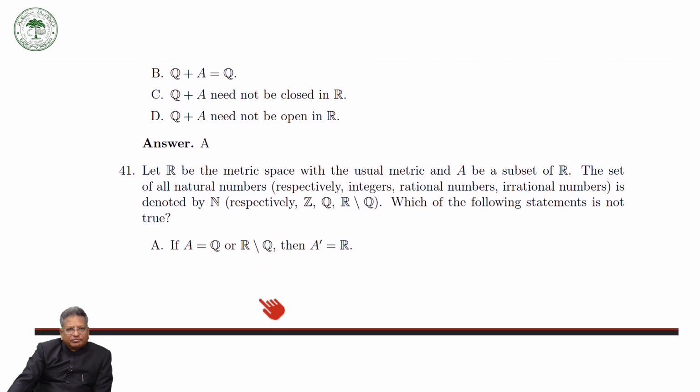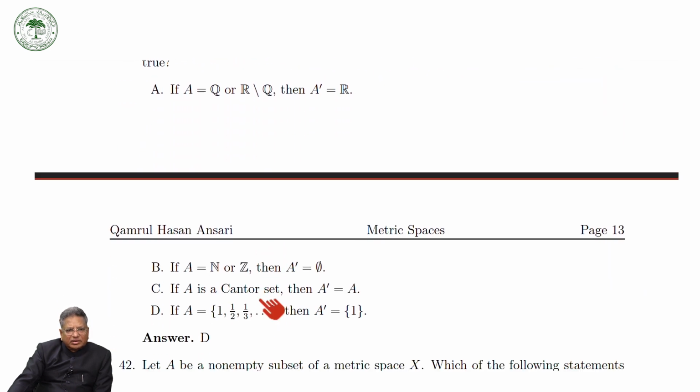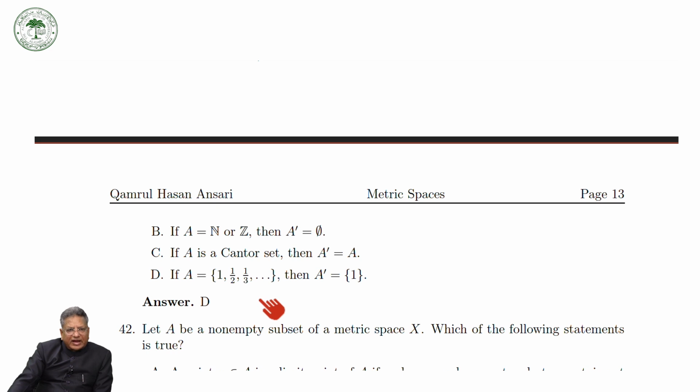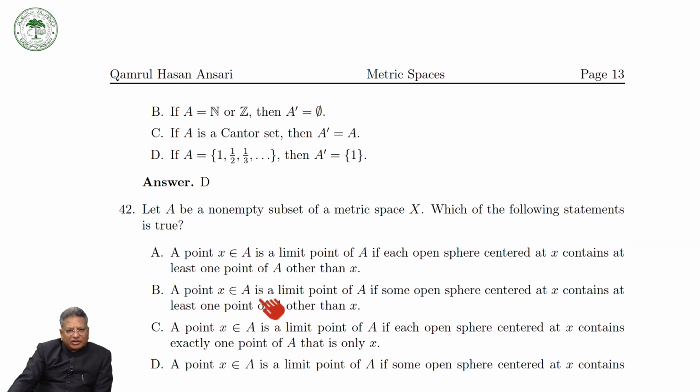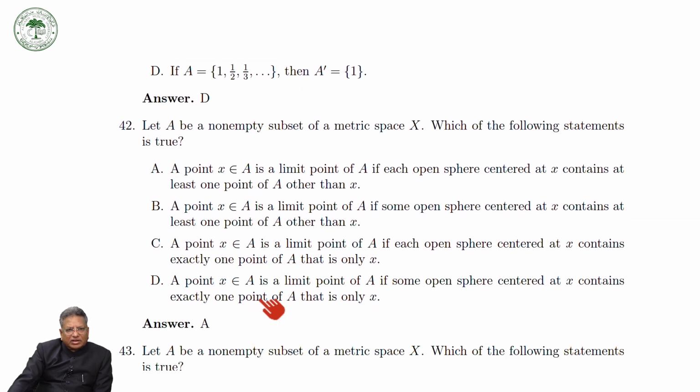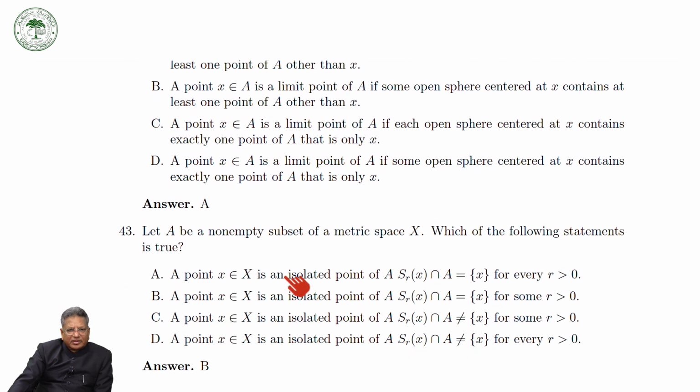Now we have this draft set. So this I have already given. Same as here, you have: which of the following statements is true? We say a point is a limit point of A if each open sphere centered at X contains at least one point of A other than X. So this is true. Of course, the rest would not be true.